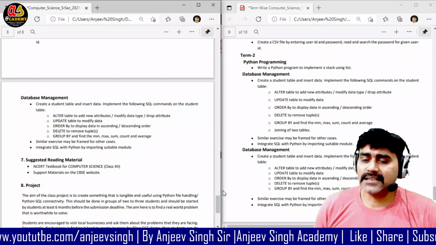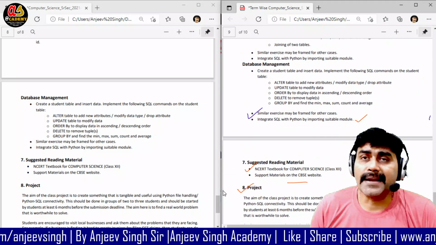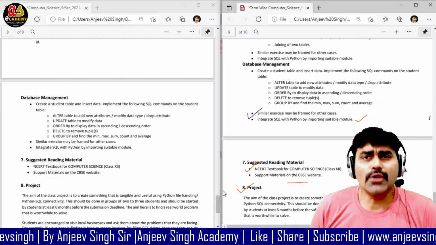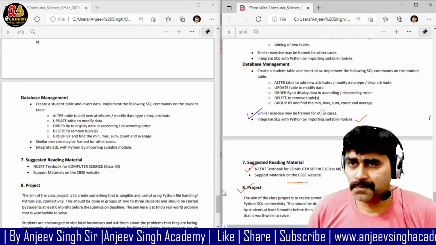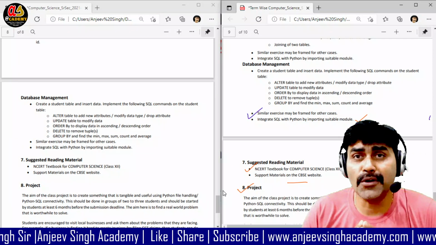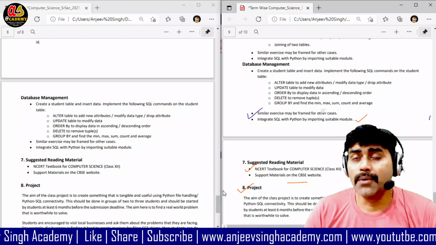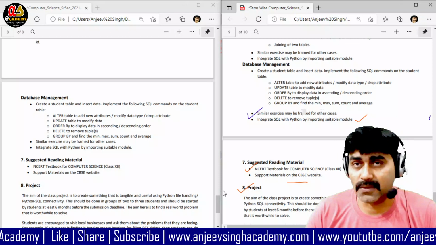Now there is suggested reading. You can go with the NCERT book, the material published by the CBSE, or use any other book also. So this is about the changes made by the CBSE in the class 12 computer science syllabus term-wise, as compared with the syllabus shared by the CBSE in the month of April.